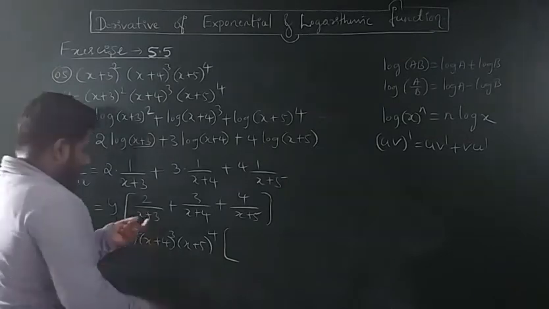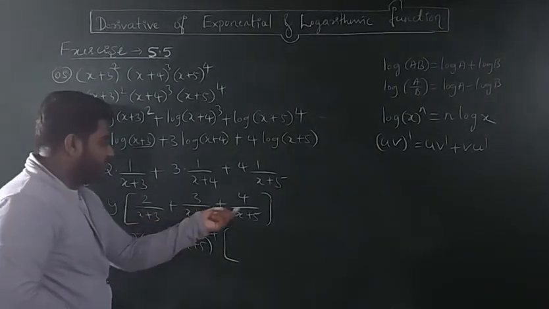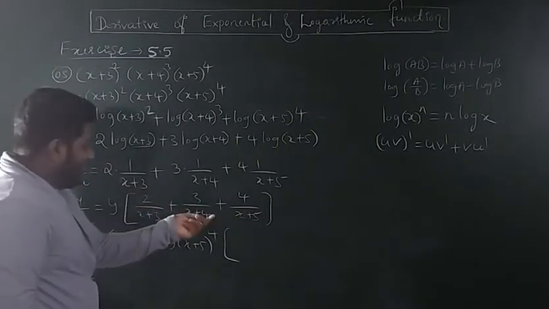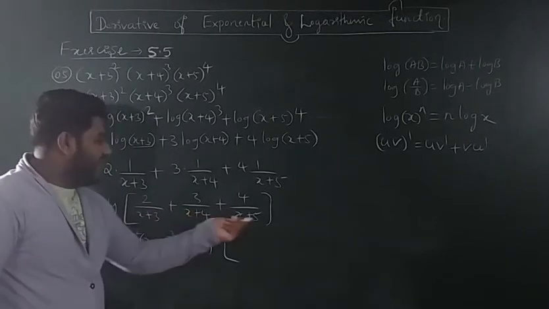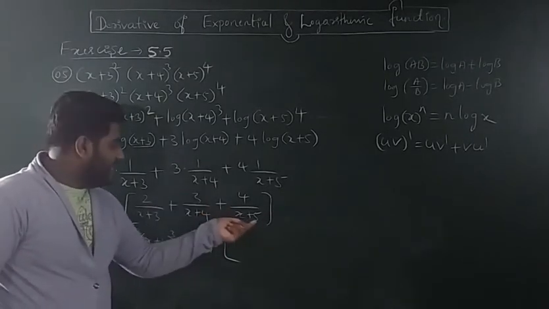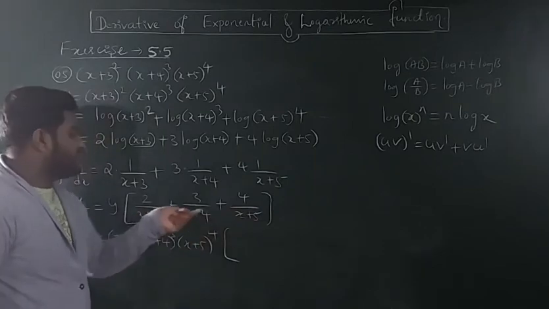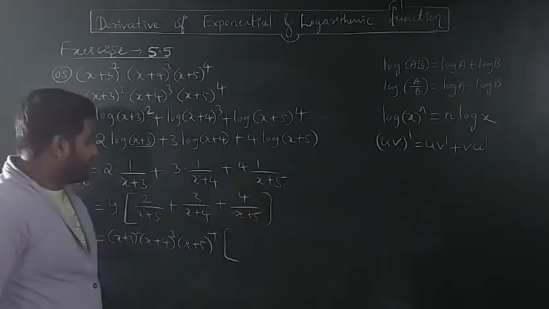Now take the LCM. Here x plus 3 is there, so x plus 4 and x plus 5 we have to multiply here. Here x plus 4 is there, so x plus 3 and x plus 5 we have to multiply here. Here x plus 5 is there, so x plus 4 and x plus 3 should be multiplied here. So that is the LCM.